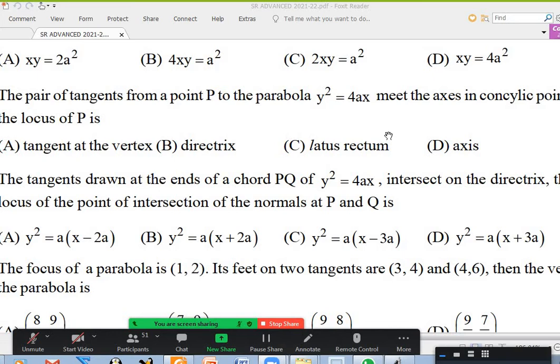You can even use the points a T1 squared, 2a T1 and a T2 squared, 2a T2, with intersection a, a into T1 plus T2, and say T1 T2 is 1, because this slope is 1 by T1, this slope is 1 by T2. 1 by T1 into 1 by T2 is 1. Means for this the x coordinate is always a. Like that also. 1 by T1 into 1 by T2 equal to 1 implies T1 T2 equal to 1 implies a T1 T2 is always a. That is x equal to a is the locus. Somebody can do that also.